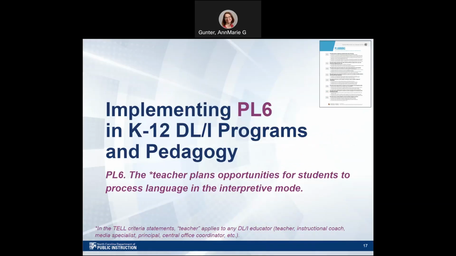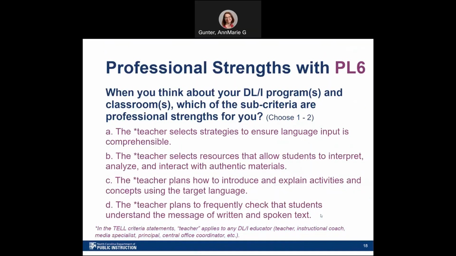All right, now that we've seen PL6 and you've had a chance to think about it, let's talk about implementing PL6 in K-12 DLI programs and our pedagogy with those programs. So this is our first question, and obviously it's in your survey for you to complete there. When you think about your DLI programs and your classrooms, which of the sub-criteria are professional strengths for you? Now, you might have several of these, but we'd like for you to focus on one or two. And consider what your professional strengths are in whatever role you have with DLI programs and DLI classrooms.